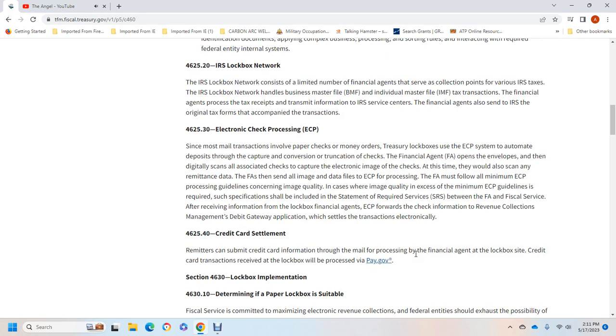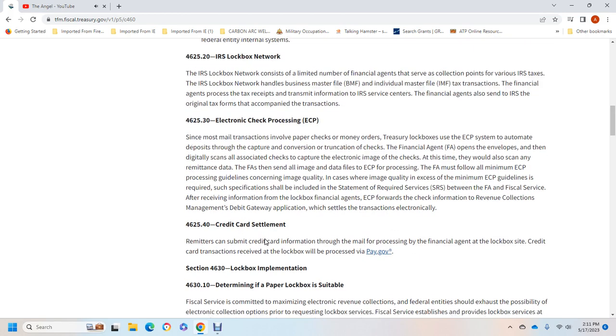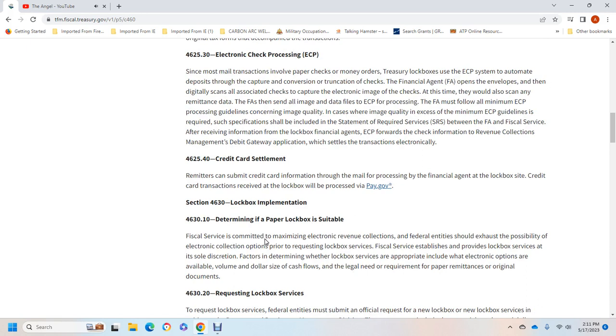Section 4625, Credit Card Settlement. Remitters may submit credit card information through the mail, processed by the financial agent lockbox. Credit card transactions received by the lockbox may proceed through pay.gov. Section 4630, Lockbox Implementation.